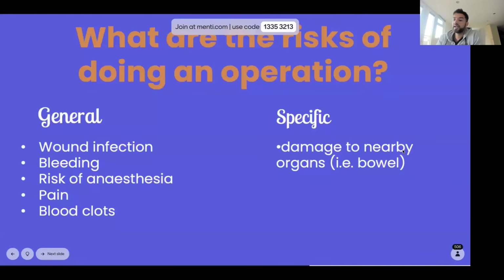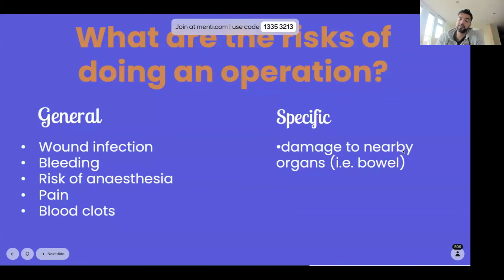And when we're deciding to do an operation, we need to weigh up what are the risks of doing an operation, and what are the benefits of doing an operation. So in someone like this, the benefits are that we get rid of her gallstones. It stops her having pain on a day-to-day basis. It stops her having another infection in future.